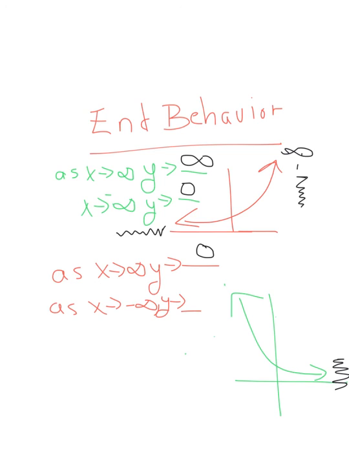Here is your negative infinity over here. Where is my graph pointing? Pointing up towards the sky, so it is pointing to positive infinity. And that is how we talk about end behavior of an exponential function.